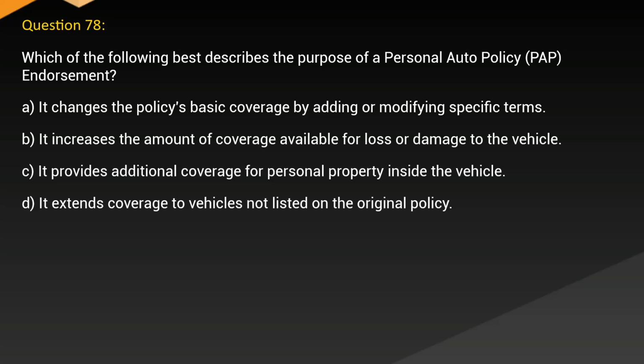Question 70. Which of the following best describes the purpose of a personal auto policy PAP endorsement? A. It changes the policy's basic coverage by adding or modifying specific terms. B. It increases the amount of coverage available for loss or damage to the vehicle. C. It provides additional coverage for personal property inside the vehicle. D. It extends coverage to vehicles not listed on the original policy.